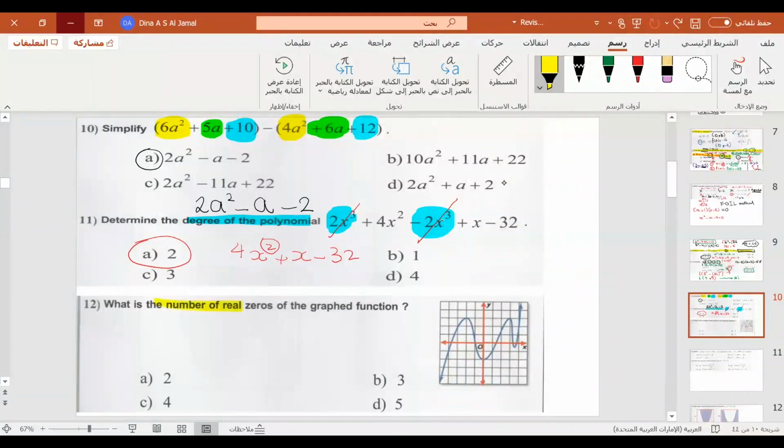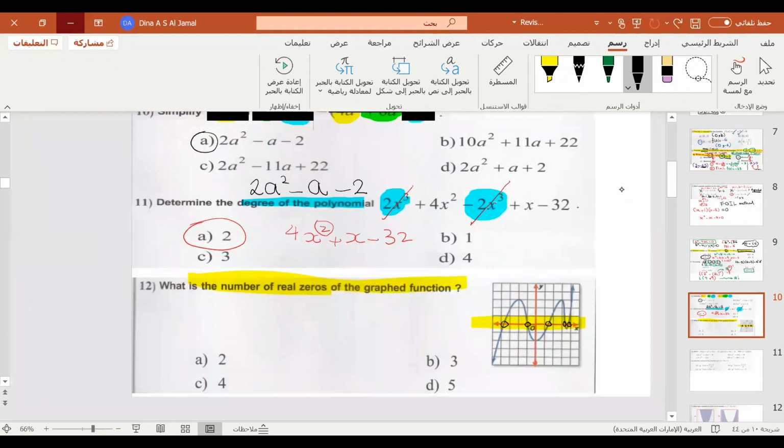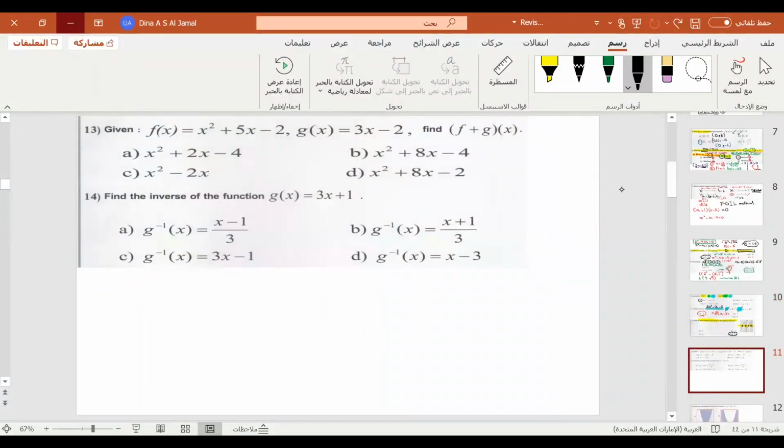Now, what is the number of real zeros? Whenever he is asking you about the real zeros, directly look at the x-axis, see the intersection between the graph itself and the x-axis, and count. Let's count together. 1, 2, 3, 4, and 5. So how many reals? 5. That's it. Some questions will not take much time from you. Now let's go to 13.